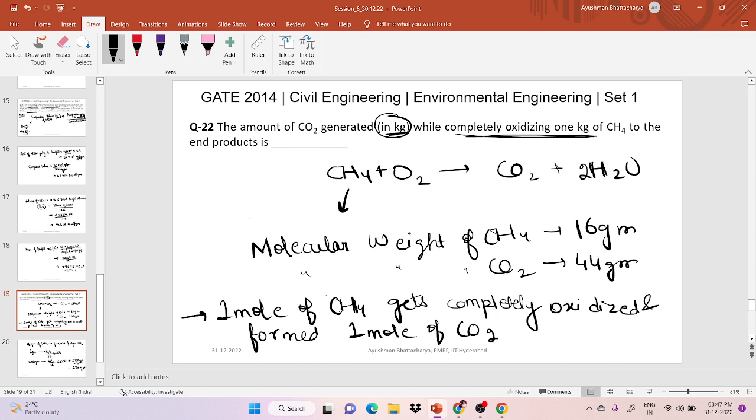So we just wrote the balanced equation, that is CH4 plus O2 equals CO2 plus 2H2O. The molecular weight of CH4 is 16 gram and the molecular weight of CO2 is 44 gram. We know 1 mole of CH4, when completely oxidized, produces 1 mole of CO2, which is obviously visible in this equation. Since 1 mole of CH4 produces 1 mole of CO2, that means 16 gram of CH4 leads to the formation of 44 gram of CO2.